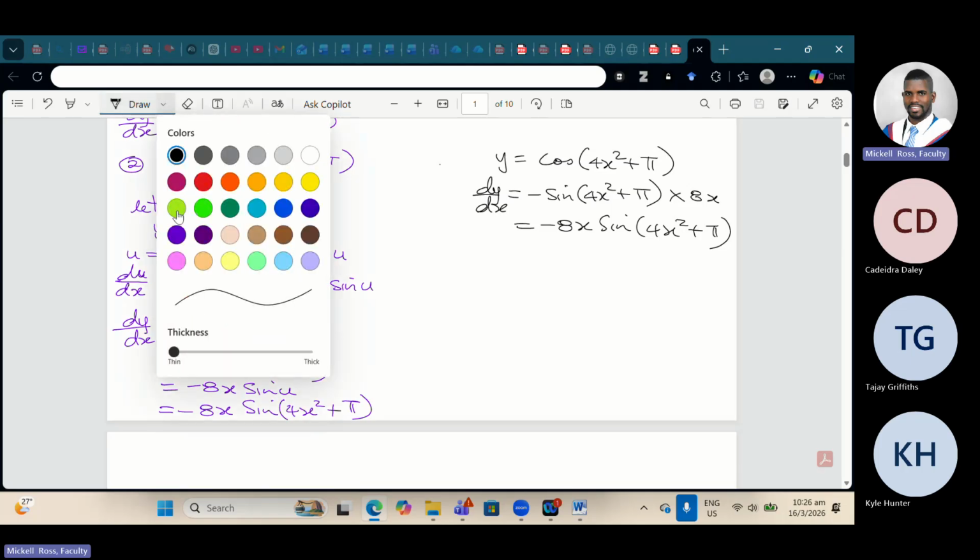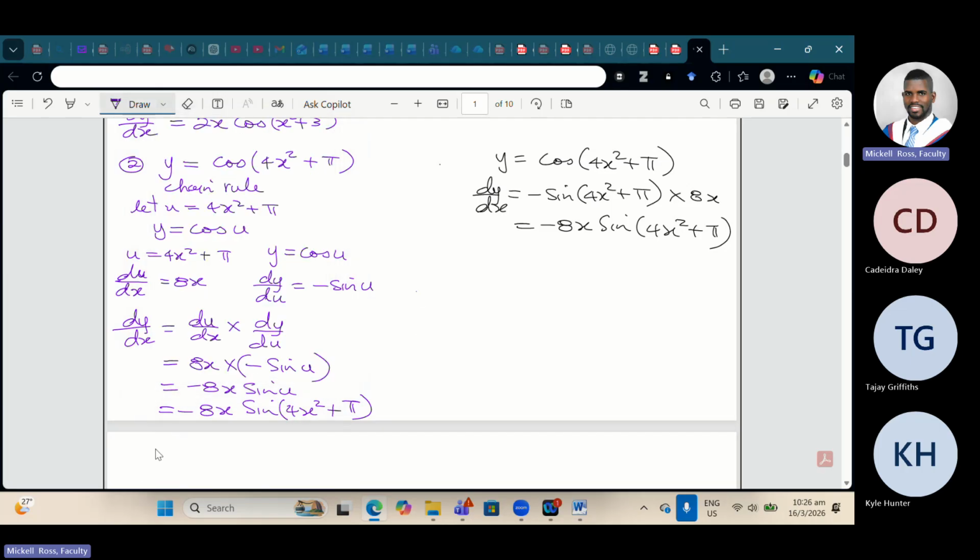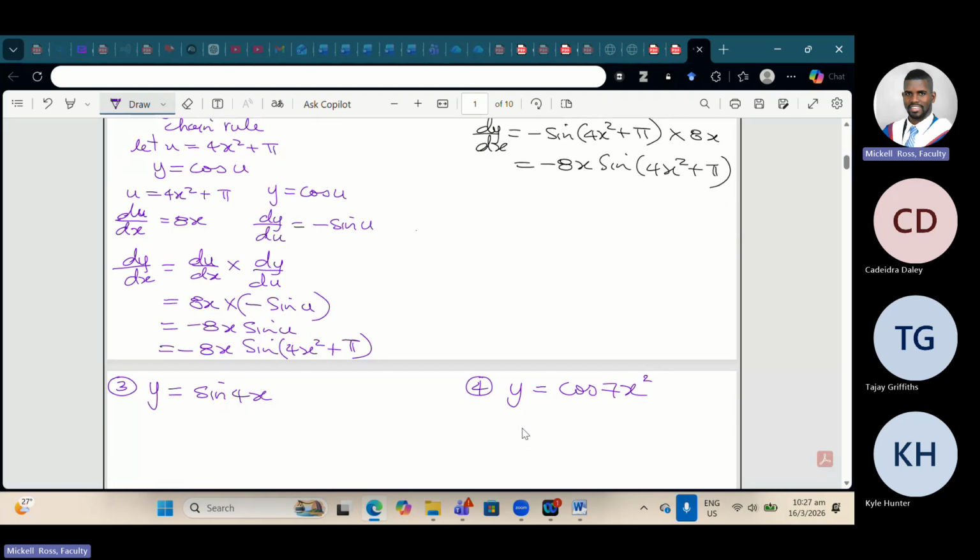The same is true if we have a question like this, question number 3. Say for instance, we have y is equal to sine 4x, and for 4, y is equal to cos 7x squared. All right. So using the short way, you differentiate as is, then multiply by the derivative of the angle.